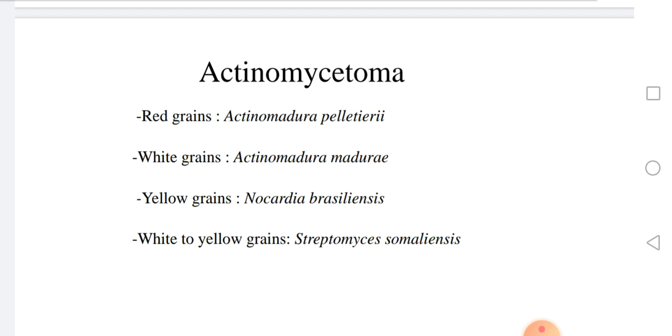We come to actinomycetoma, caused by actinomycetes, which are bacteria. Some of these actinomycetes may cause stoma discarding red grains. The example is Actinomadura pelletieri. White grains, Actinomadura madurae. Yellow grains, Nocardia brasiliensis. White to yellow grains, Streptomyces somaliensis. And still the list is long.